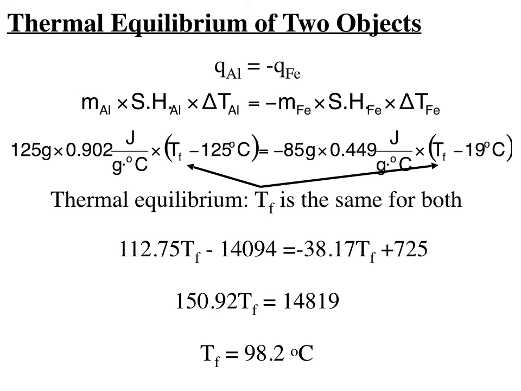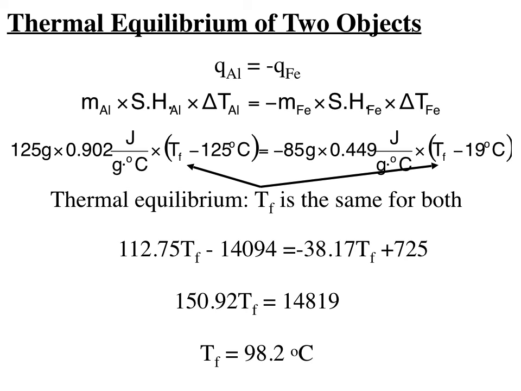So I just take the data from the previous slide, put the mass, the specific heats, and the initial temperatures for the iron and the aluminum into the formula, and I have unknown final temperatures. But since the system comes to thermal equilibrium, T_F is the same for both. So now what I do, and you have to be a little careful with distributing the quantities.